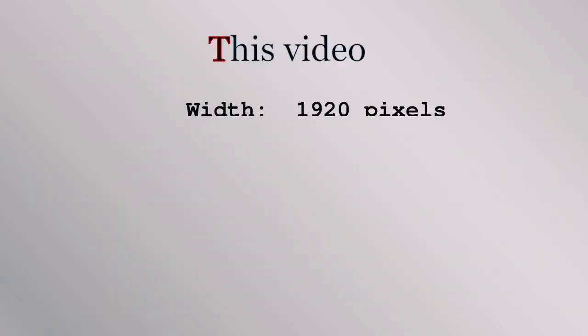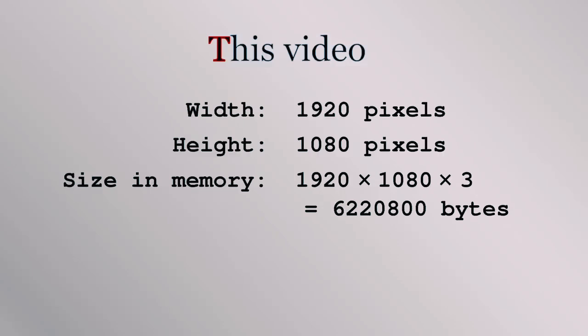The number of bytes it takes to fill a display in memory is 3 times the width times the height. In simplest terms, the computer must update this many bytes in memory 30 or 60 times per second and send the result to the display. So for example, if you full screen this video in its maximum resolution, each frame would take up this many bytes in memory.